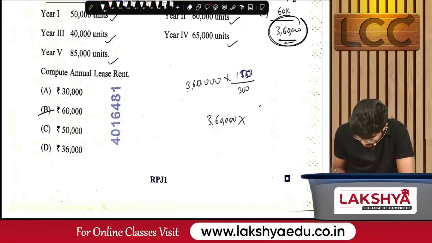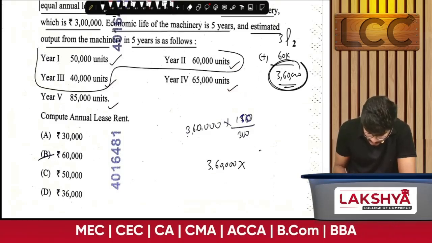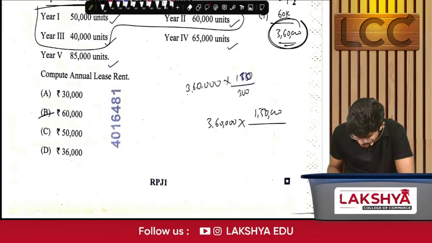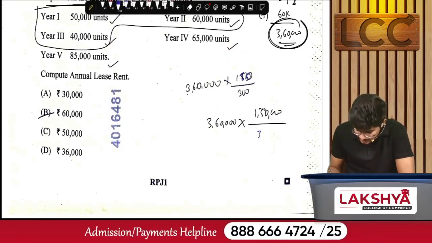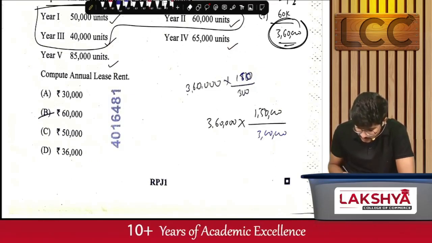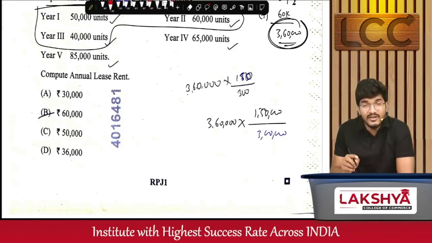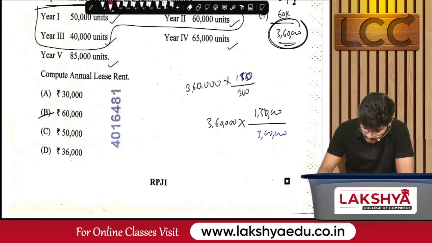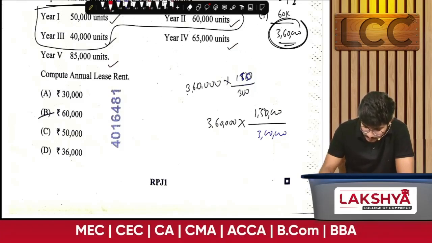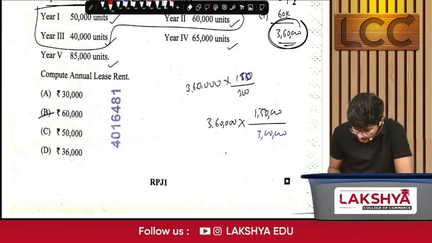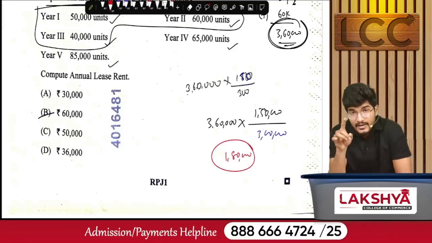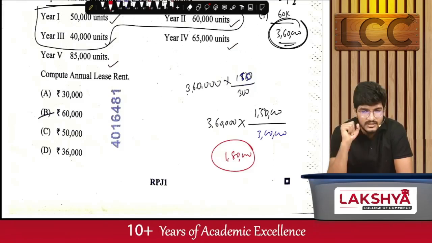So 3,60,000 into output for 3 years, how much? 1,50,000. So 1,50,000 divided by total output from the machine, which is 3 lakhs. So the total amount to be received from the lease rentals is 3,60,000 into 1,50,000 divided by 3 lakhs. That is 1,80,000. But this 1,80,000 is the lease rentals for the entire lease period.